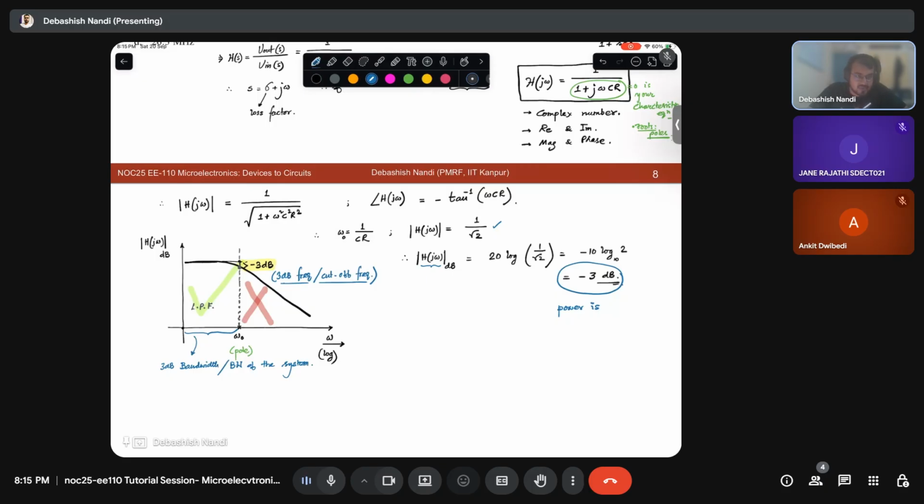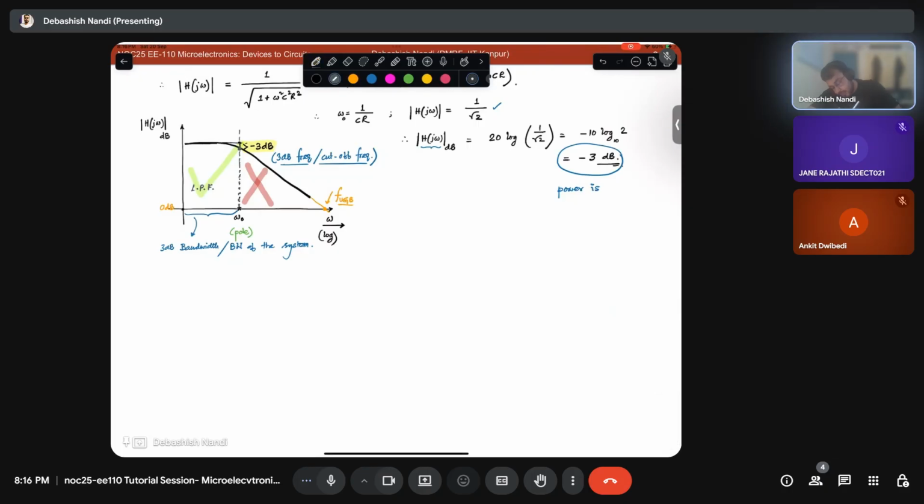There is another terminology that for amplifiers we use at this point where it is crossing the, this is 0 dB, means in absolute scale it is 1. This is called UGB, or unity gain bandwidth. Is it clear till this much? Yes, sir.